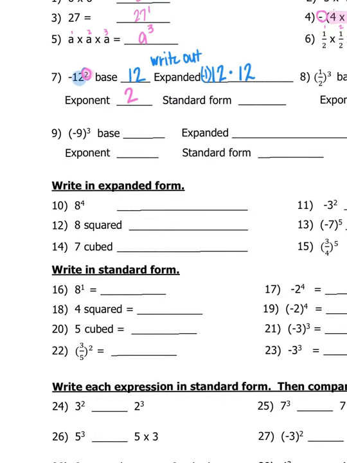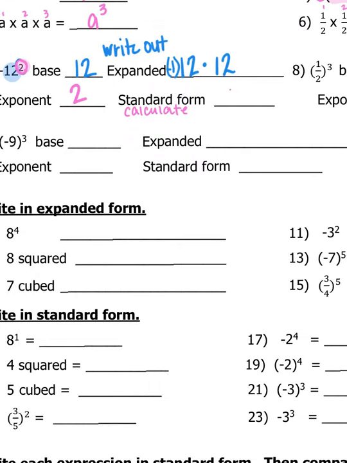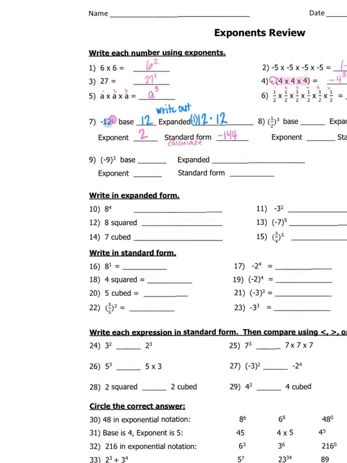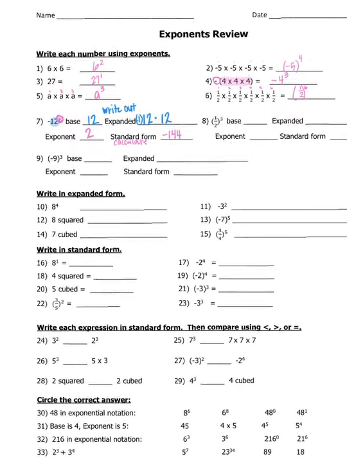And then standard form, that means to go ahead and put it in your calculator. So calculate. In this case, what is 12 times 12? And 12 times 12 is 144. And since we have that -1, it's going to be a -144. Okay, I'll do one more with you, and then I want you to try number 9 on your own.